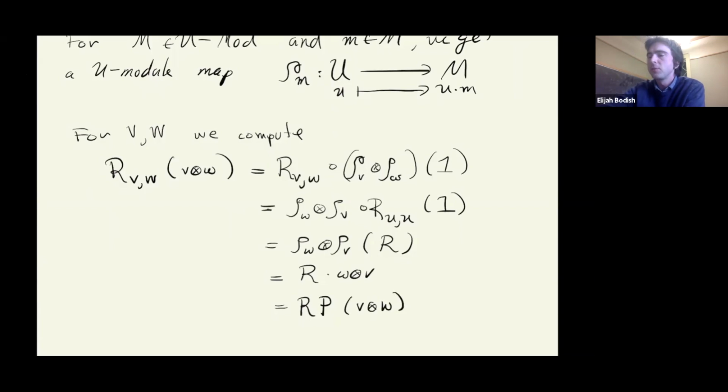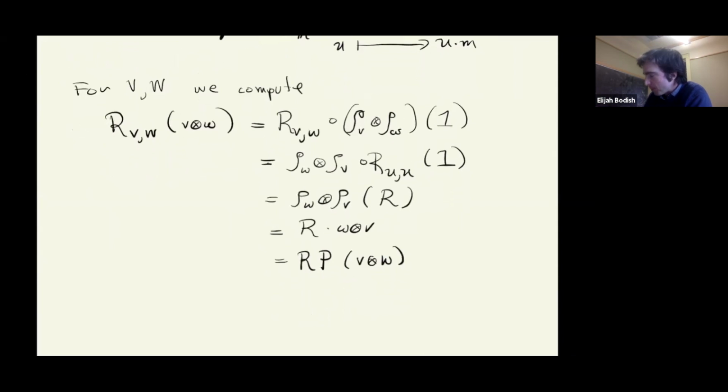So this is just the little motivational calculation that tells us that if we want this family of natural, or functorial, isomorphisms between V tensor W and W tensor V for all V and W, we're going to be led to finding some element R, which, if I precompose with the flipped map, actually realizes this family of isomorphisms.